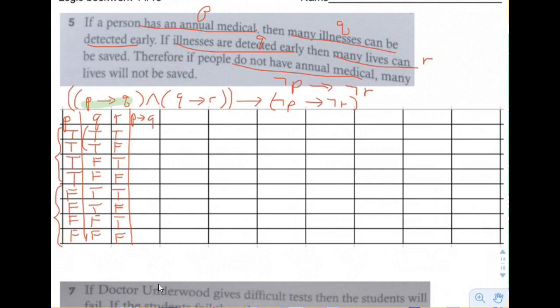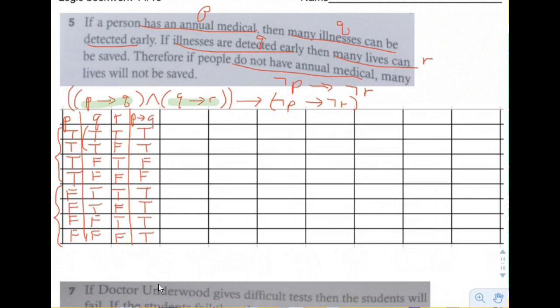Okay, let's see. If it's P implies Q, that means when P is true, then Q has to be true also. So that's fine here. That's fine here. Uh-oh. Every other true, it's false, so that's not good. Now when P is false, Q can be anything, so the rest of it is all true. Okay? And then we're going to do this one here.